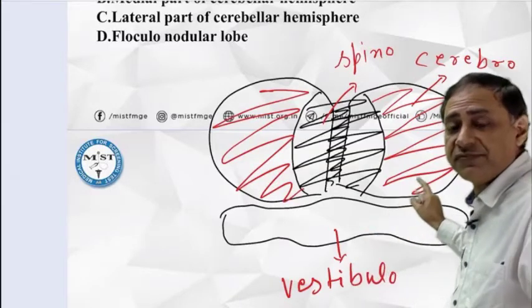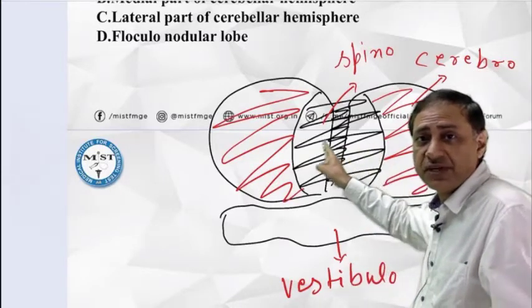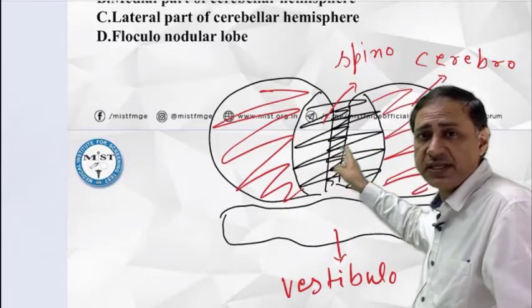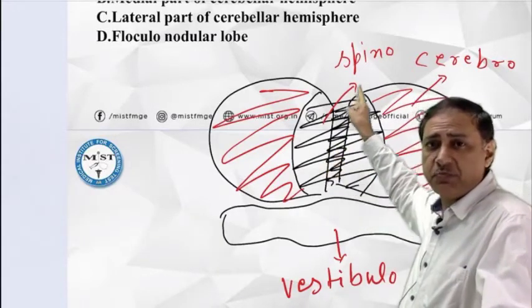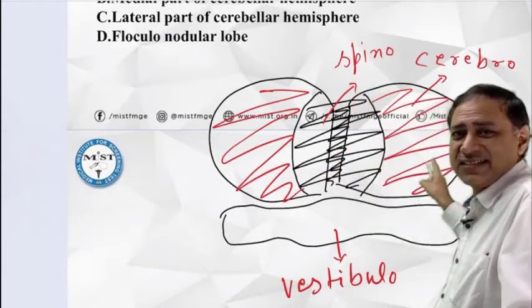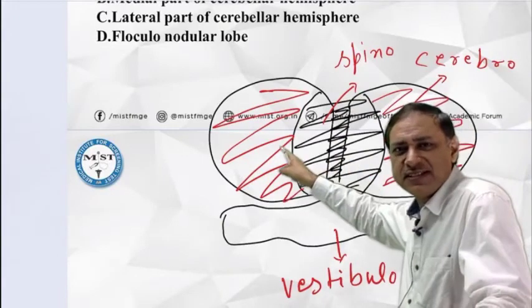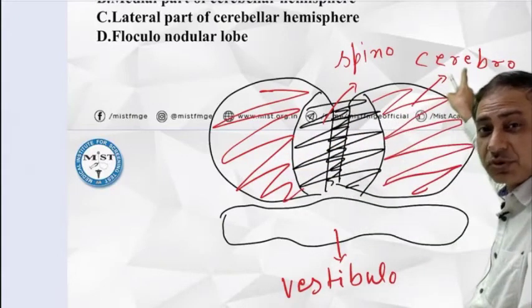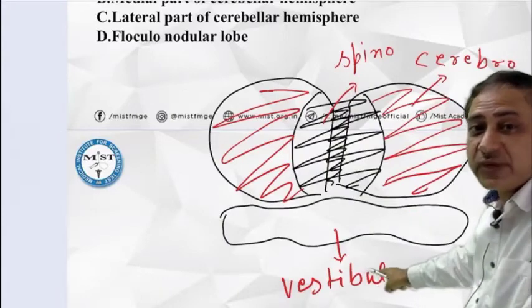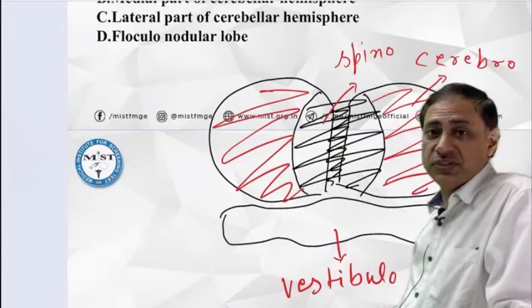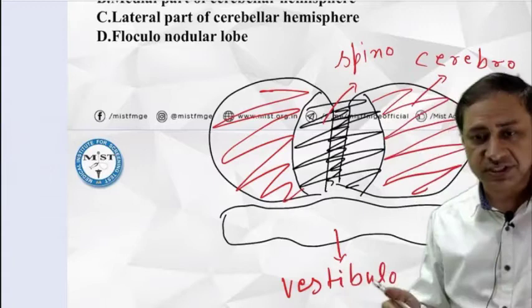So the cerebellum is divided into three parts. The vermis along with the medial part of the cerebellar hemisphere is the spinocerebellum. The lateral part of the cerebellar hemisphere is known as the cerebrocerebellum, and this is known as the vestibulocerebellum. This is the physiological division.